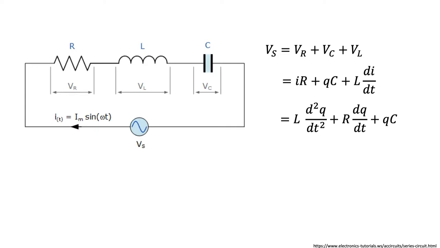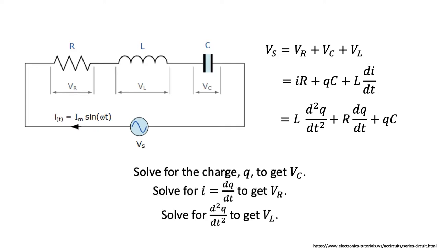To solve this equation, you first need to determine the charge Q from which we determine the capacitor voltage. The next step is to differentiate the charge Q with respect to time to get the expression for the current, which then provides us with the expression for the resistor voltage. Finally, we differentiate the current with respect to time and multiply by the inductance L to get the inductor voltage. However, this is a very tedious process, especially considering that the general solution may be broken down into three types depending on the values of R, L, and C.